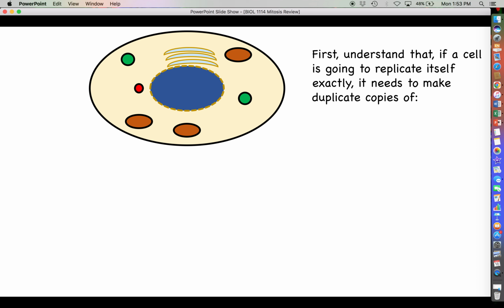So if you have a cell like what you see here, the whole purpose of the cell cycle is that the cell needs to make an exact duplicate of itself. So if it's going to do that, the cell is going to have to make duplicate copies of all of its organelles and all of its internal materials.